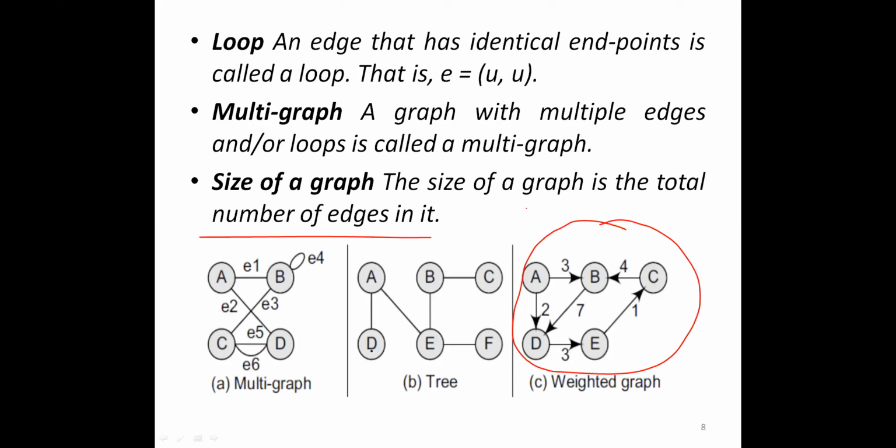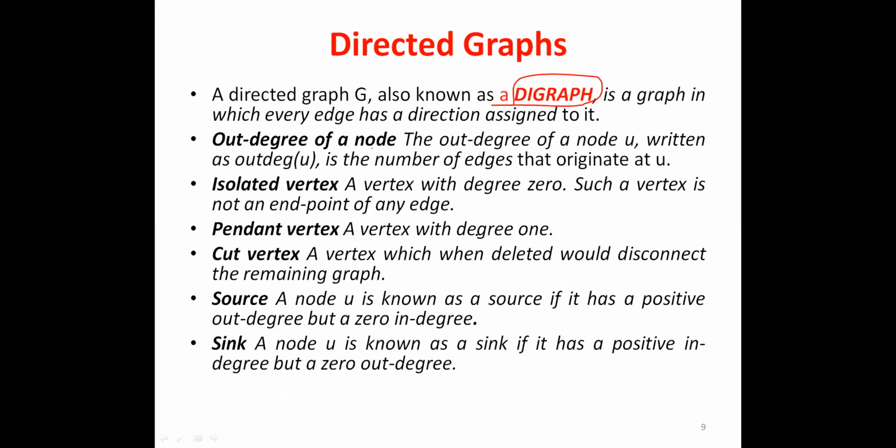This is an example of a tree also, and this is an example of a weighted graph, where the edges have some weights. And we have seen out degree: the edges emerging out of a vertex is called out degree. An isolated vertex is nothing but a vertex with degree 0. There may be cases where a vertex is isolated, not connected to any other node, as we saw in an example. Such a vertex, which is not an endpoint of any edge, is called an isolated vertex.